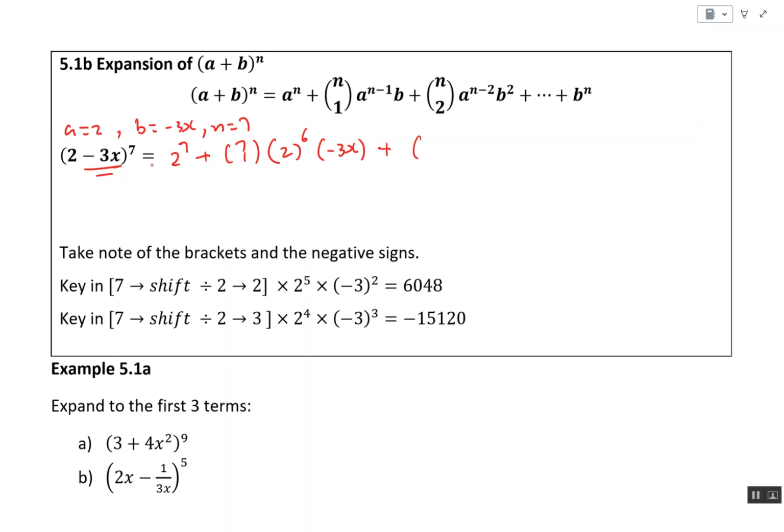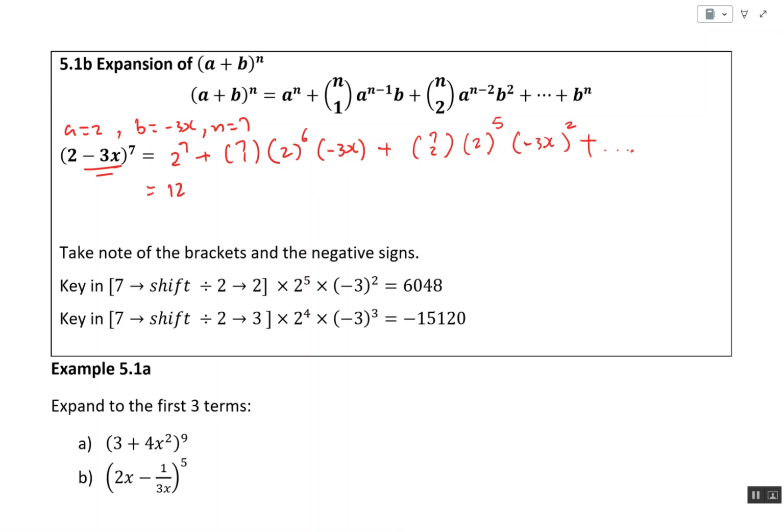Plus, again, it becomes 7 choose 2 because earlier was 7 choose 1. Then the power of 2 decreased by 1 becomes 5, and the power of the minus 3x increased by 1 becomes squared. Again, plus dot dot dot. This is in the scenario where I'm asking you for the first 3 terms. Then just expand and simplify the terms here. For this one, what you all need to take note of is that now there is a negative sign in the expansion of the brackets. So this is what you all need to be careful of.